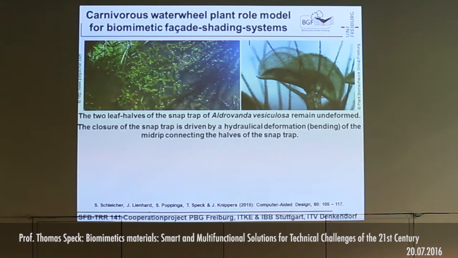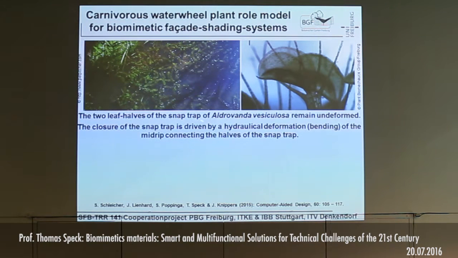And then we looked again at plants, and we found the so-called snap trap of the waterwheel plant. It's a closely related plant to the Venus flytrap, but in contrast to the Venus flytrap, where you have a snap buckling, where the two halves of the trap buckle and are actuated in a fast movement over elastic deformation, here you have a totally different way of movement.